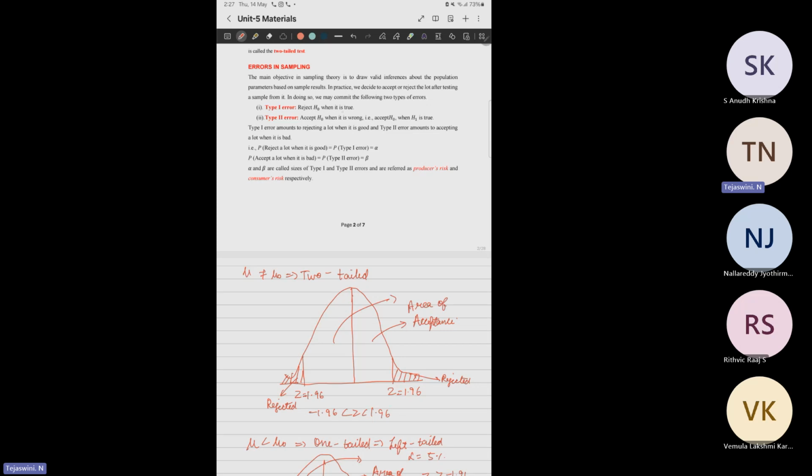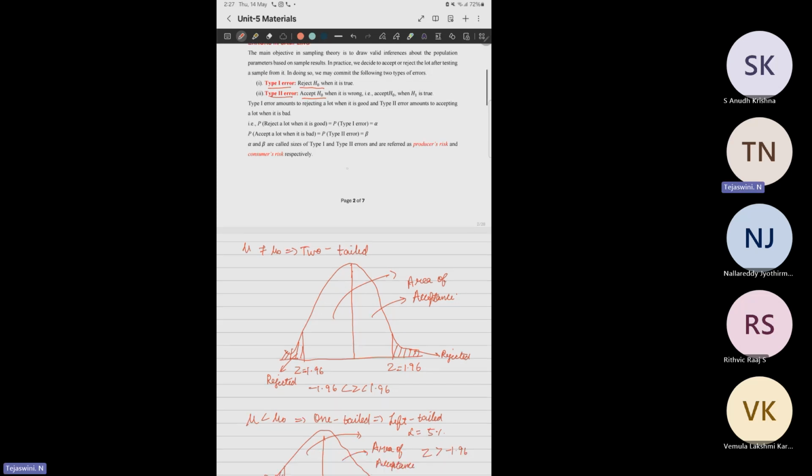There are two types of errors, type 1 error and type 2 error. Type 1 error is basically when we reject h naught even though it is true, and type 2 error is when we accept h naught even though it is false. That is, we know that the alternative hypothesis is true, but we have to accept h naught. Type 1 error is also called producer's risk, and type 2 error is called consumer's risk, as it is given here.